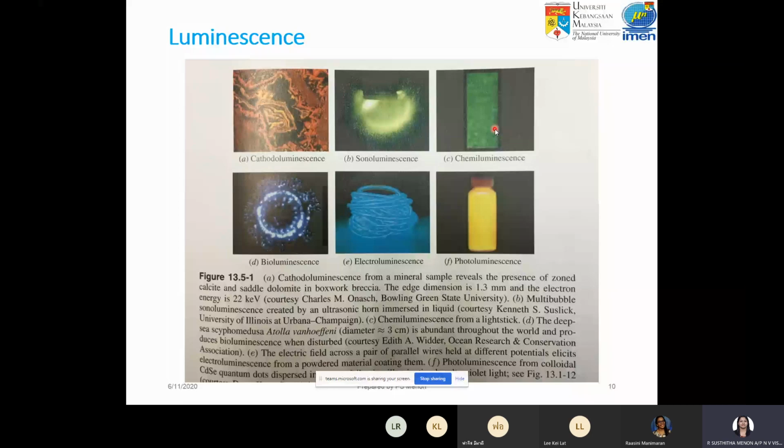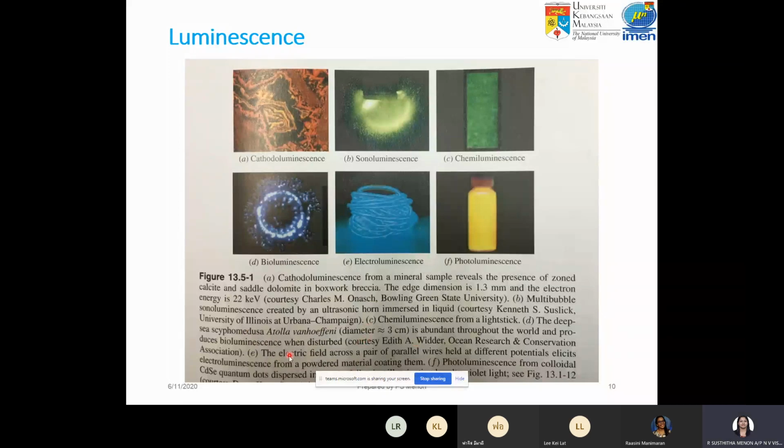Chemiluminescence. This is due to chemistry from a light stick. D is bioluminescence from a biological component. So in this particular case, this is deep sea Siphomedusa. Okay, another common one is firefly. So the biological can convert to light luminescence.